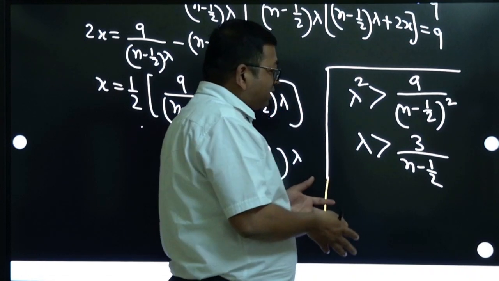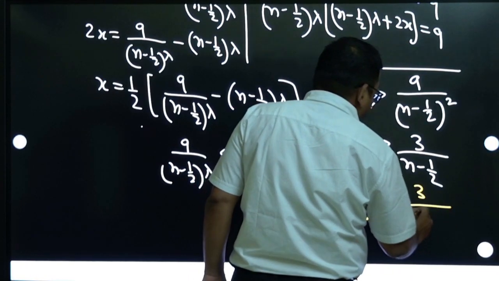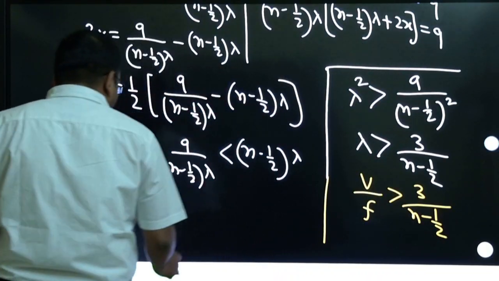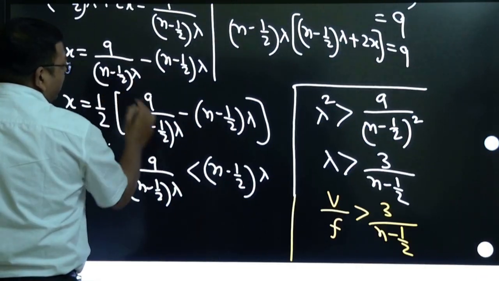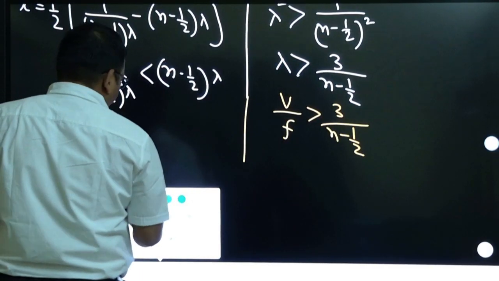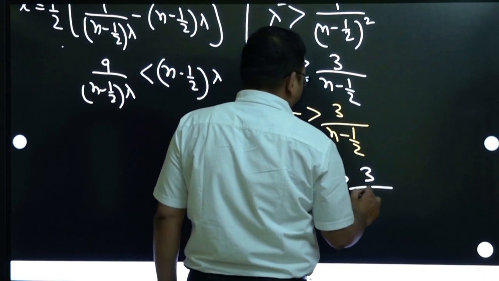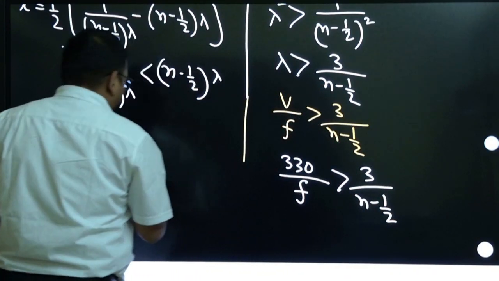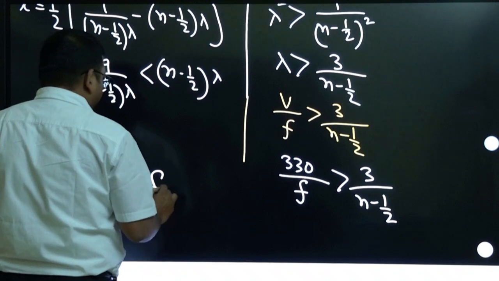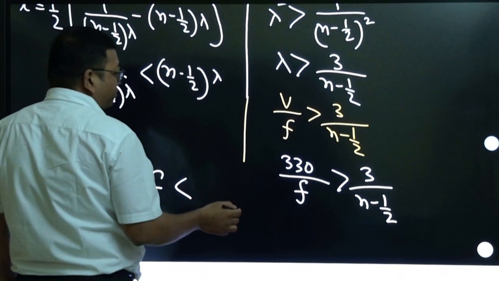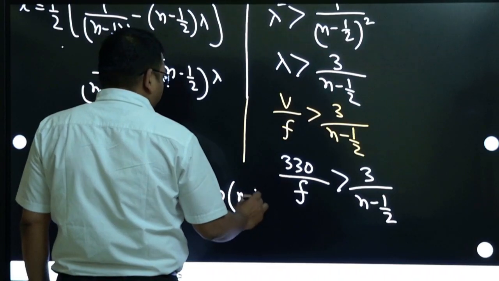Let us write now in terms of frequency. So lambda is equal to speed by frequency. And the speed they have given in the question. How much is the speed? 330. So let us apply this condition. Speed 330 by frequency greater than 3 by (n minus half). So frequency goes to that side and becomes lesser than what? This becomes 110 into (n minus half).